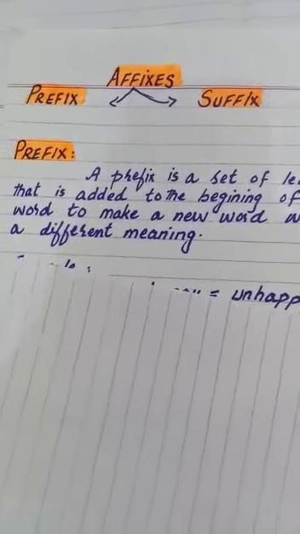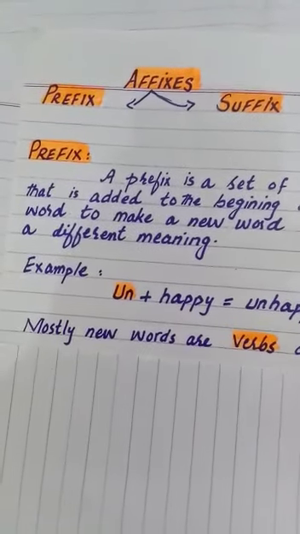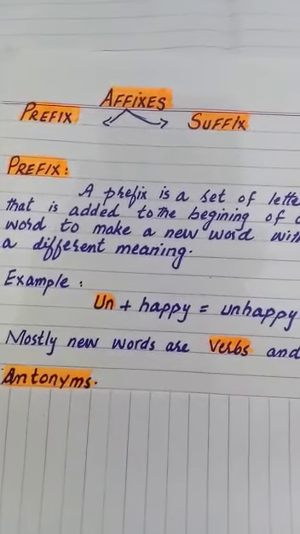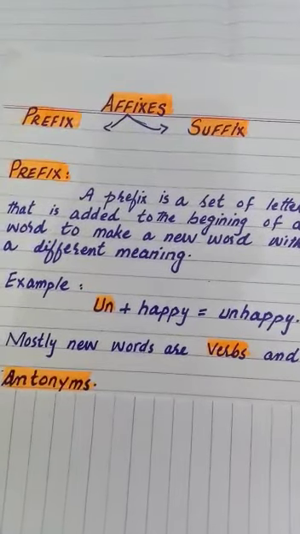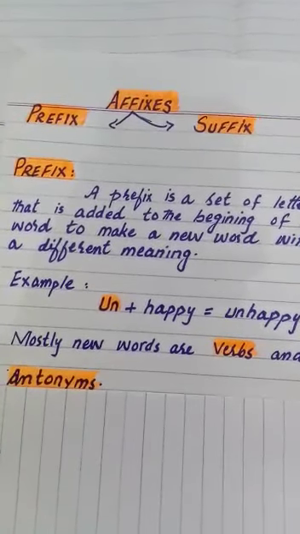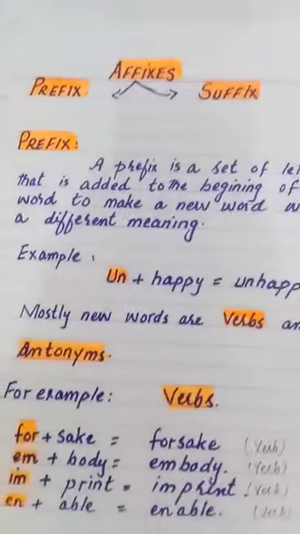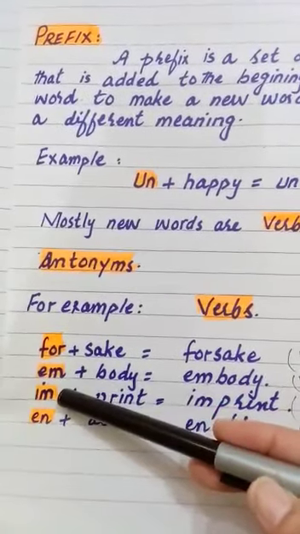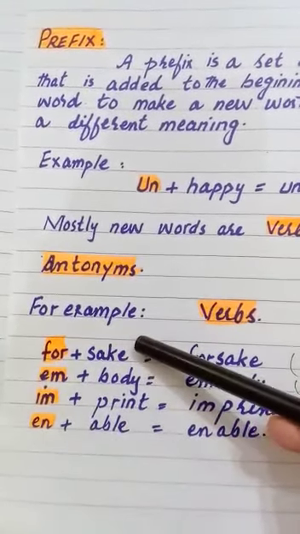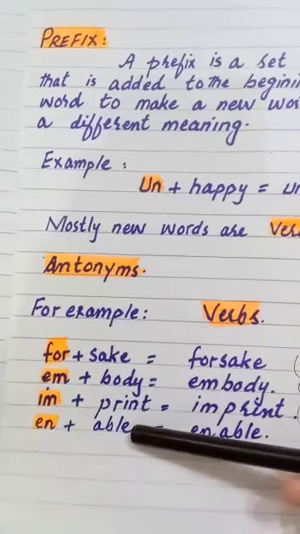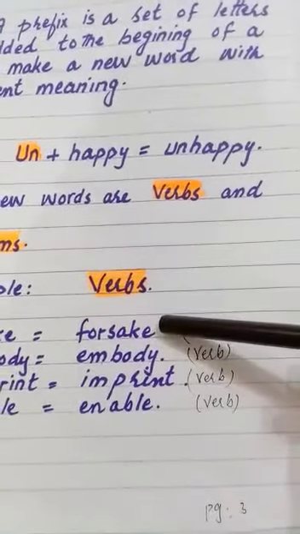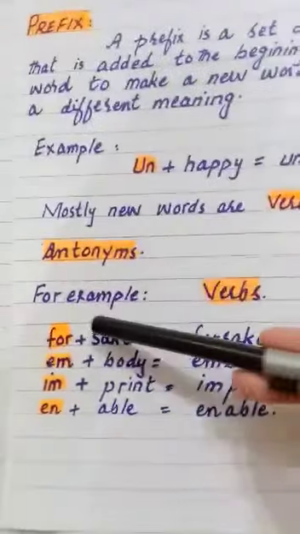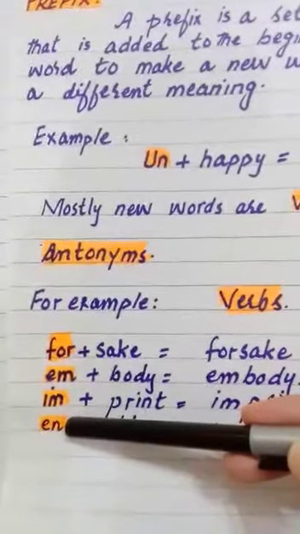Okay. A new piece of information for you is that mostly new words are verbs and antonyms. When we put prefixes with a word, we get mostly verbs and antonyms. Here I'm giving you examples of verbs, and then I will give you examples of antonyms. See the examples of verbs. For, em, im, en. Sake, body, print, able. Forsake, embody, imprint, enable. These highlighted parts are prefixes.